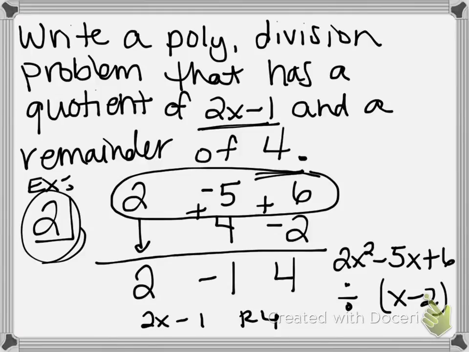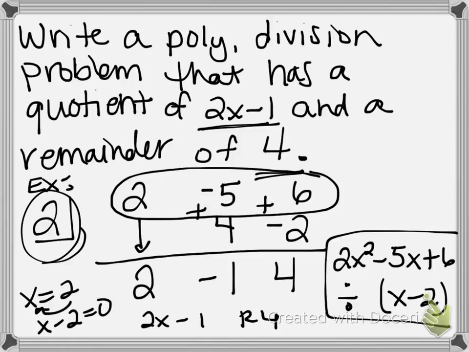I took it from here because remember, I have to go backwards with this, and x minus 2 equals 0. So the actual answer is right here, this 2x squared minus 5x plus 6 divided by x minus 2. That's writing a polynomial division problem that has a quotient of 2x minus 1 and a remainder of 4. So truly it all depends on what number you put right here. Okay? That's really what will be dependent on the rest of your problem.